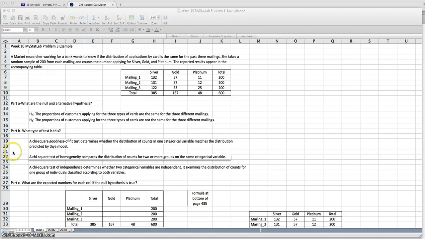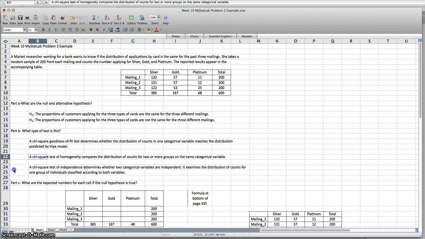Part B, what type of test is this? Well, let's look at our 3 types of test. A chi-square goodness of fit test determines whether the distribution of counts in one categorical variable matches the distribution predicted by the model. The second one, a chi-square test of homogeneity, compares the distribution of counts for 2 or more groups on the same categorical variable. And our third one, a chi-square test of independence, determines whether 2 categorical variables are independent.